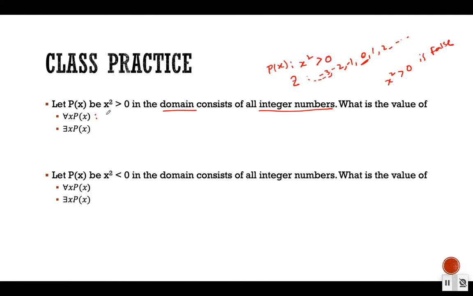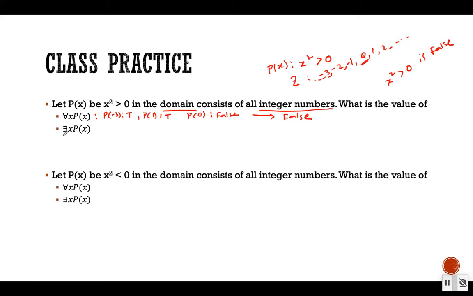So let's find out. With one negative integer, P(3) is true. P(1) is true. What about P(0)? P(0) will be evaluated to 0, and 0 is not greater than 0, which is false. So for every x, P(x) is not true, so the whole statement will be evaluated to false.